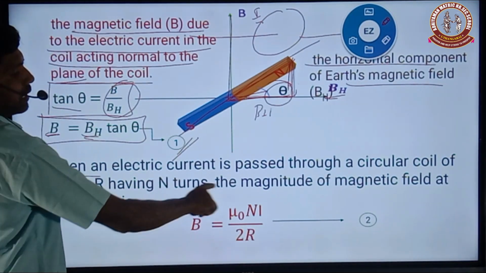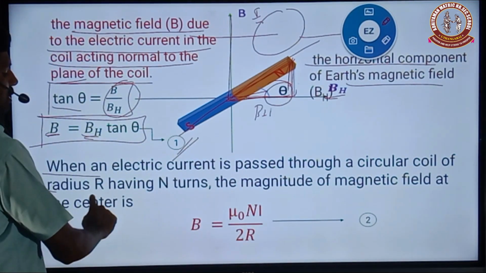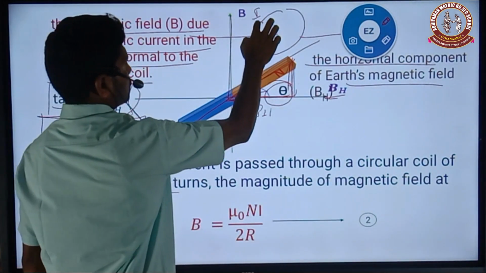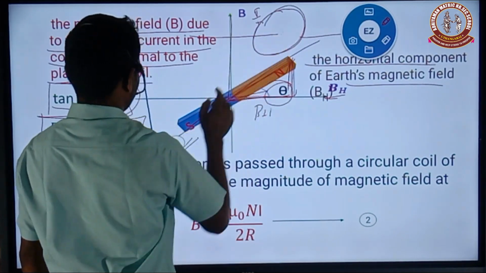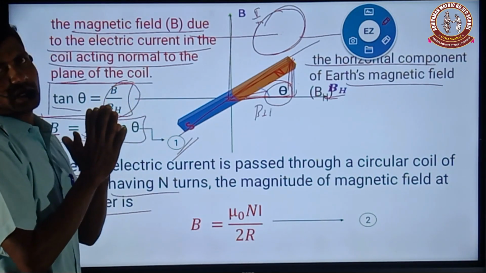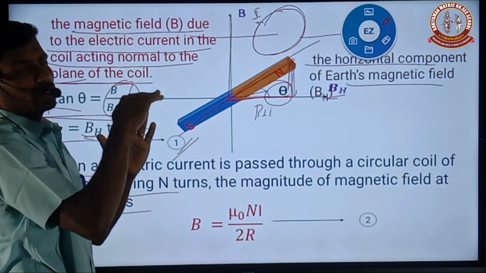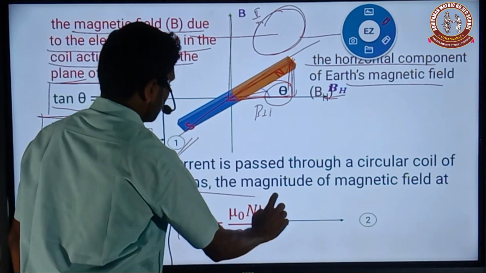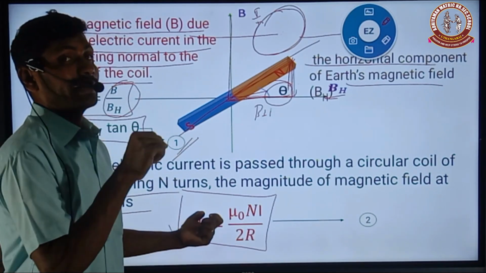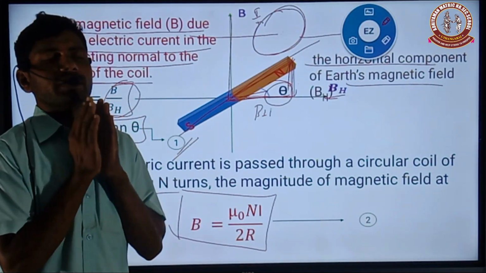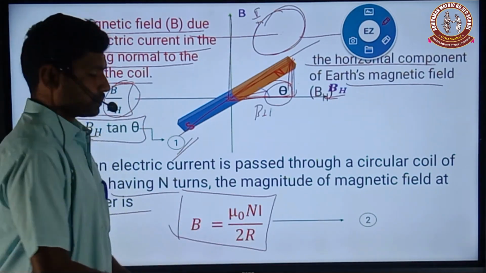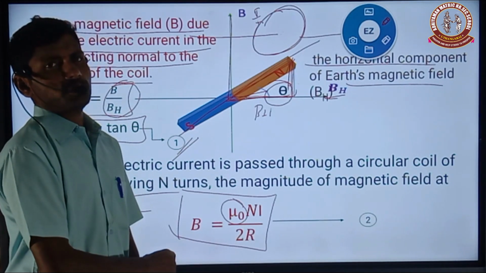Next, when electric current passes through a circular coil of radius R having N turns, the current I produces a magnetic field at the center. At the center, B is uniform and normal to the plane of the coil. The magnitude of the magnetic field at the center is B is equal to mu naught N I by 2R. This formula is discussed later. Mu naught is the permeability of free space or vacuum.